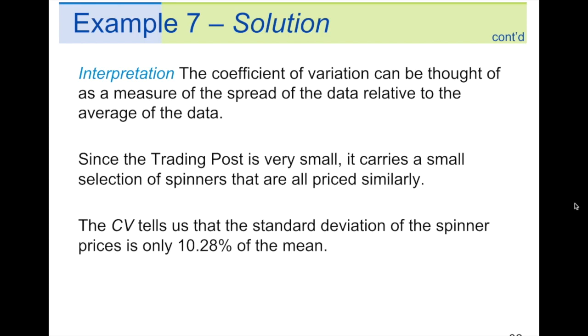Interpretation. The coefficient of variation can be thought of as a measure of the spread of the data relative to the average of the data. Since the trading post is very small, it carries a small selection of spinners that are all priced similarly. The CV tells us that the standard deviation of the spinner prices is only 10.28% of the mean.